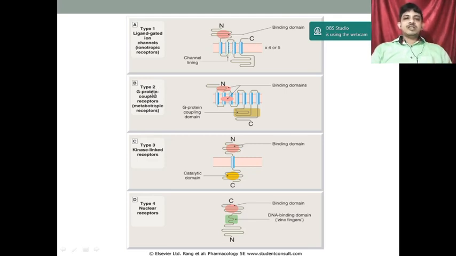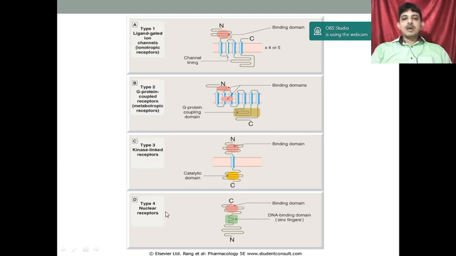In the case of the G protein coupled receptor, there is a 7 transmembrane helix consisting of 3 subunits. The C terminal is present inside the cytosol, and the binding site is located near the N terminal, which is present outside the membrane. In the kinase linked receptor, the binding domain is again near the N terminal outside the membrane, and the catalytic domain is present near the C terminal inside the cytosol.